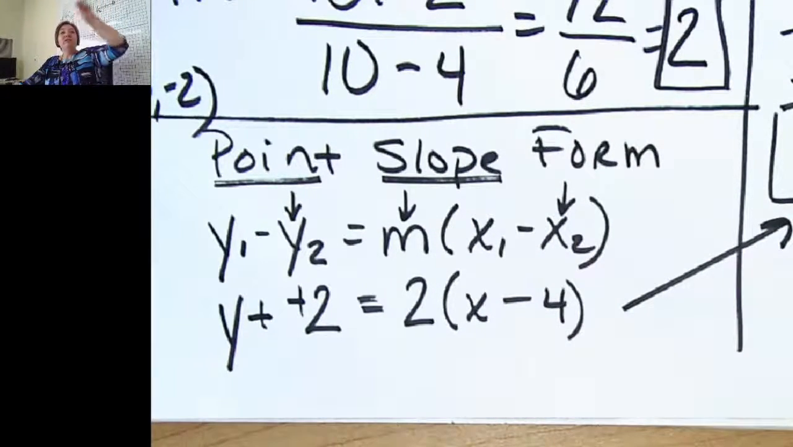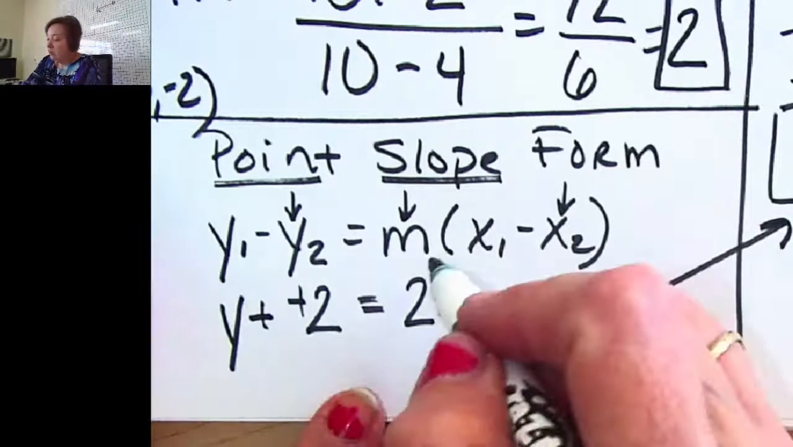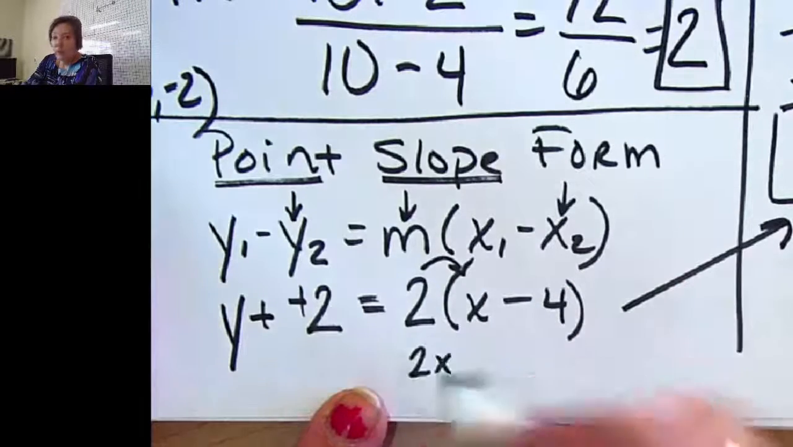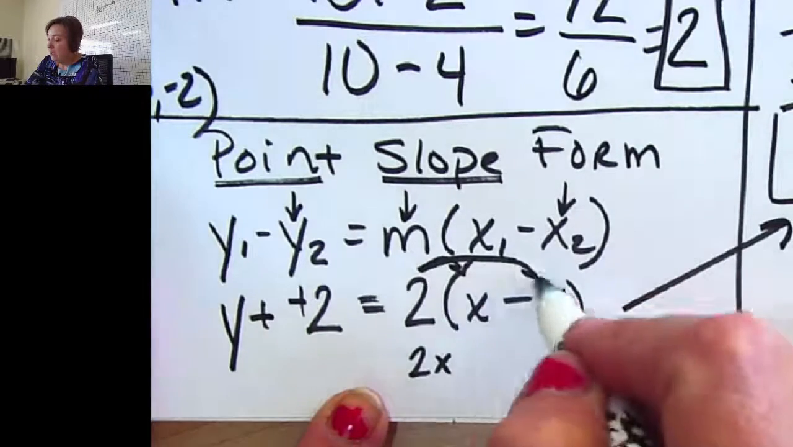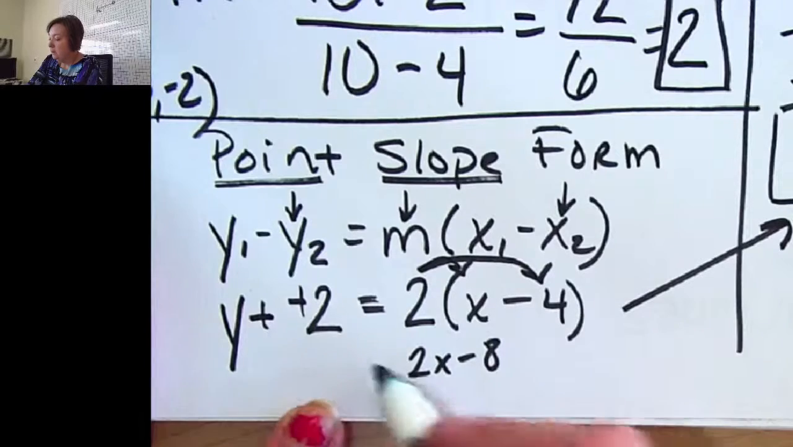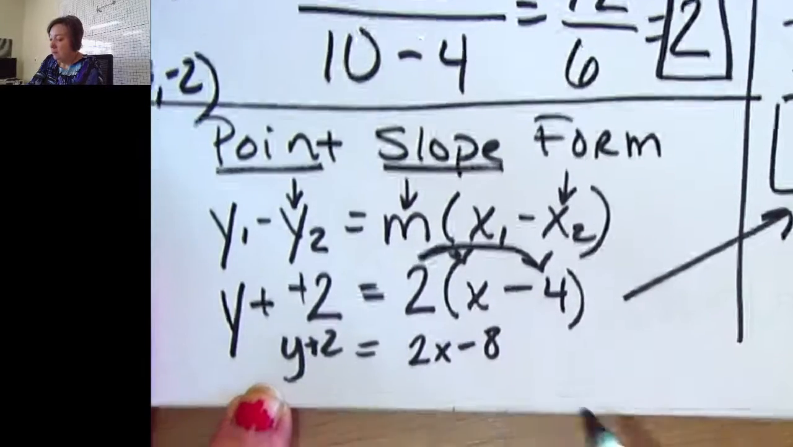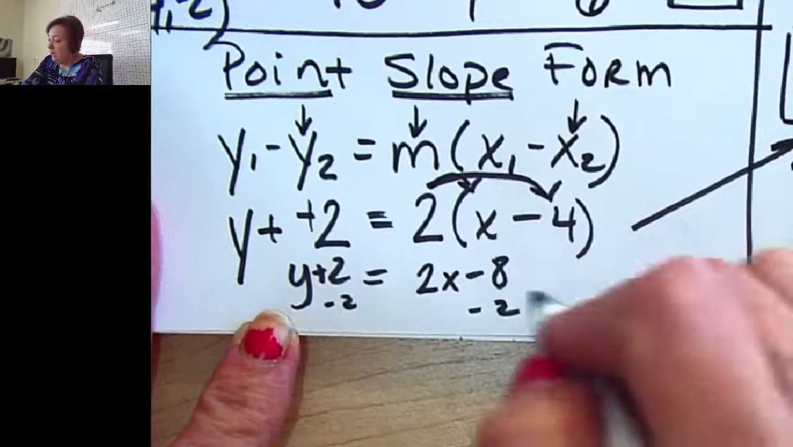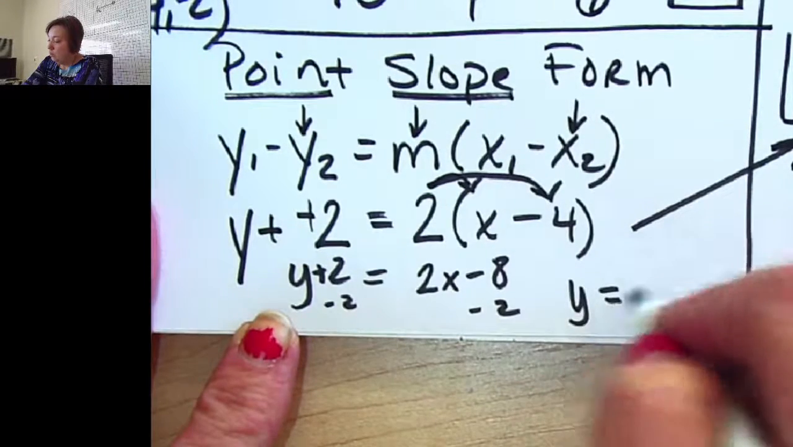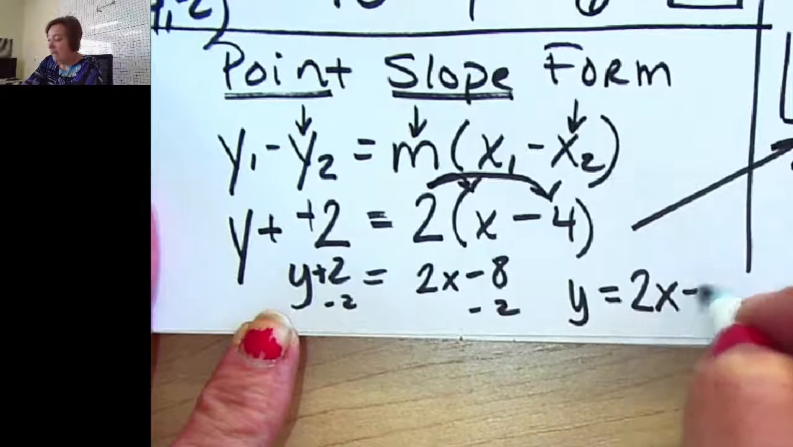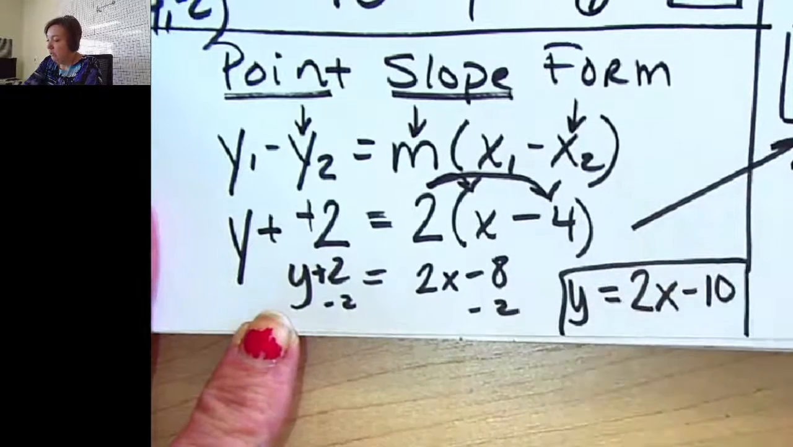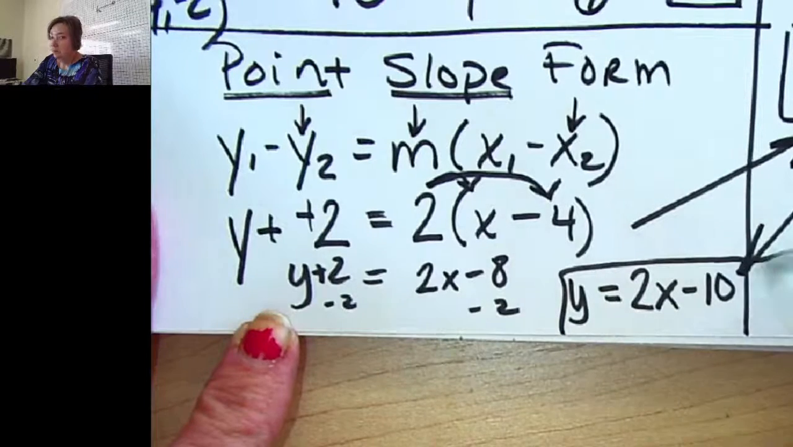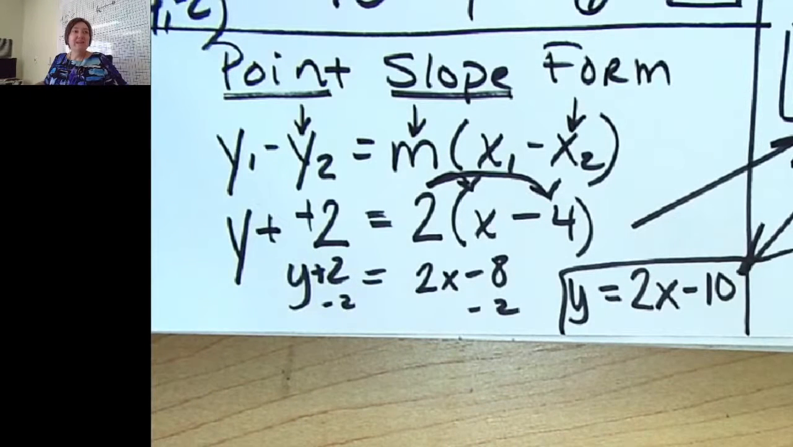Exactly. So the very first thing we got to do is get rid of those parentheses by doing the distributive property. So we're going to do 2 times x, which is 2x, 2 times -4, which is -8, right? Then what? Subtract that 2. And so our answer winds up being y equals 2x minus 10. Does that look familiar to you? They're exactly the same thing.